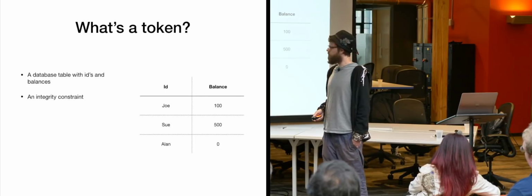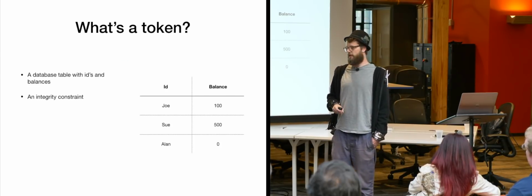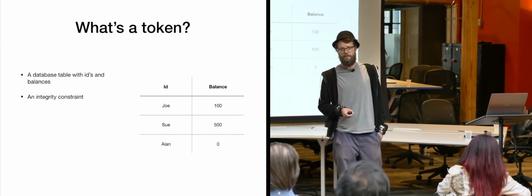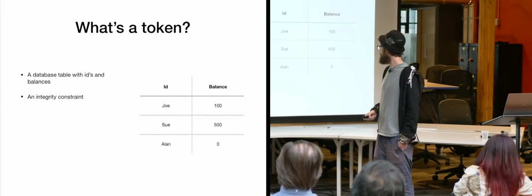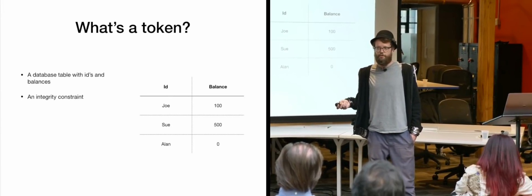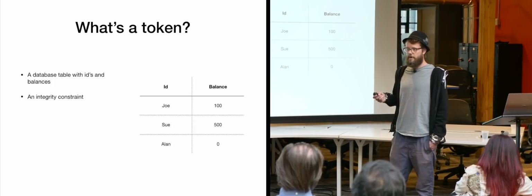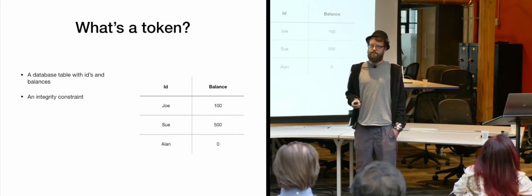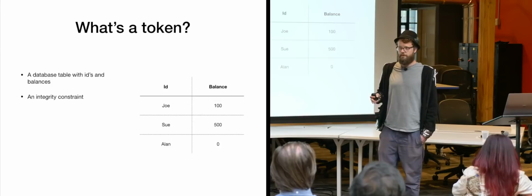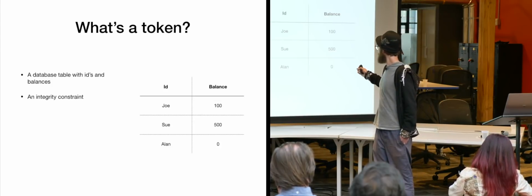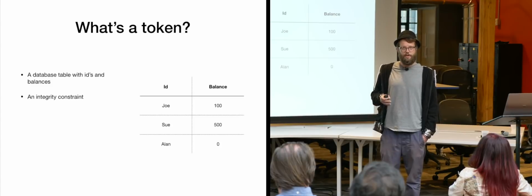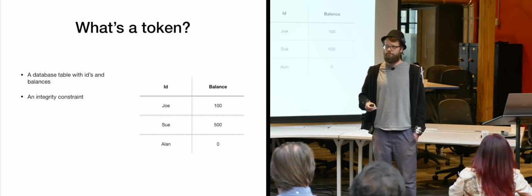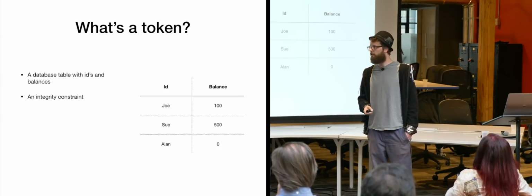Okay, so what's a slightly more technical explanation for what a token is? Let's forget about decentralization and just think about how you would implement a token on just one machine. In this case, it's actually pretty simple. All you need is a database table with two columns. One contains the IDs of the users, and the other contains their balance in tokens. In addition to this database table, we also have an integrity constraint. For example, in the case of a fungible token where balances are numbers, the integrity constraint would say that the number of tokens in existence must remain constant throughout the operation of the token, in order to prevent people from creating tokens out of thin air.